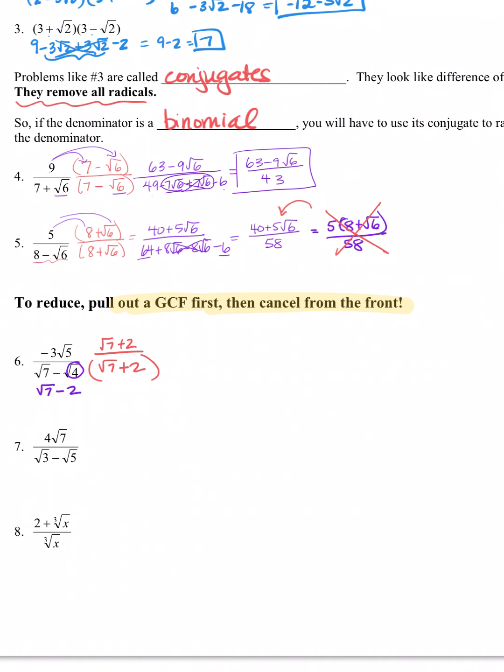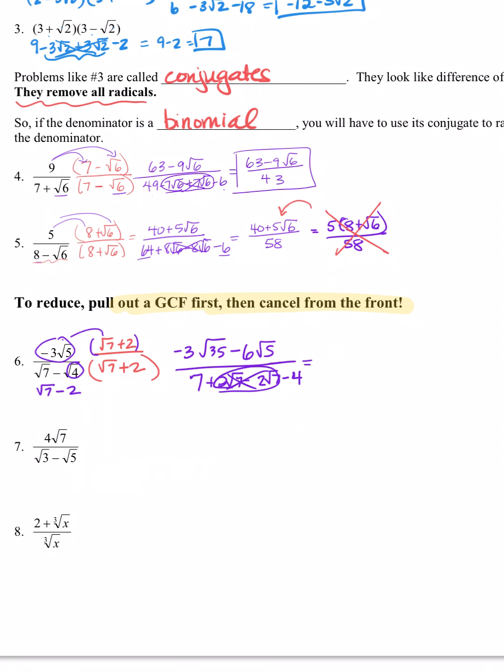Then I start distributing. Now this is one term, so I'm just distributing. So this would be negative 3 times 5 times 7 is 35, so the square root of 35. Negative 3 times positive 2 is negative 6, and it would be square roots of 5. Now, the bottom, square root of 7 times square root of 7 gives me 7. The inners, 2 square roots of 7 minus 2 square roots of 7, minus 4. All right, middle terms cancel out.